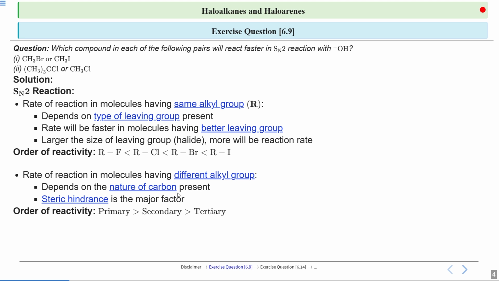So the rate of reaction depends overall on the nature of the carbon on which the nucleophile is going to bond.